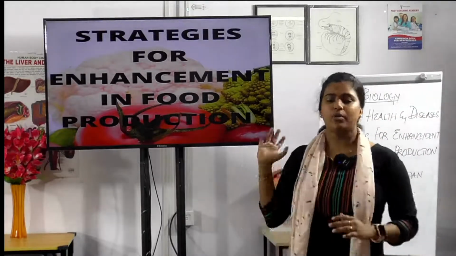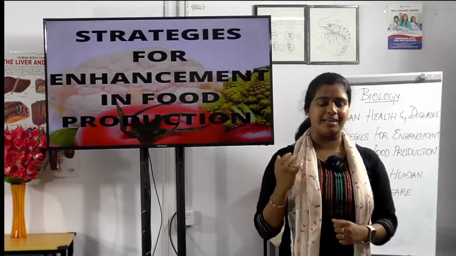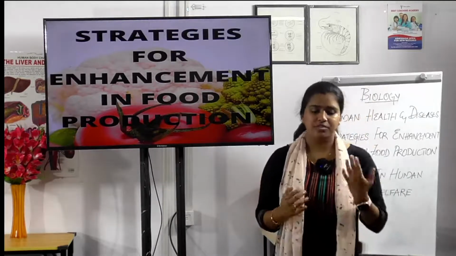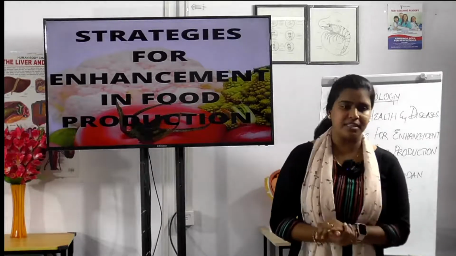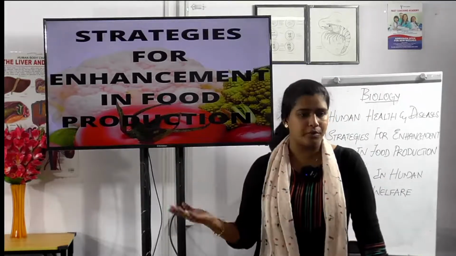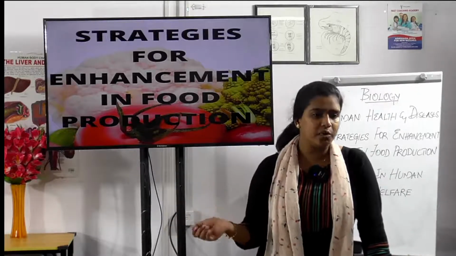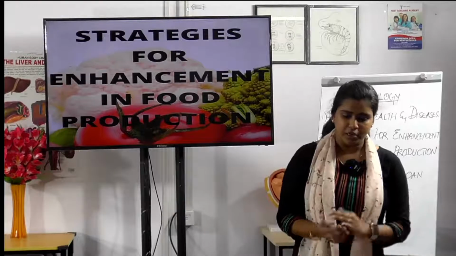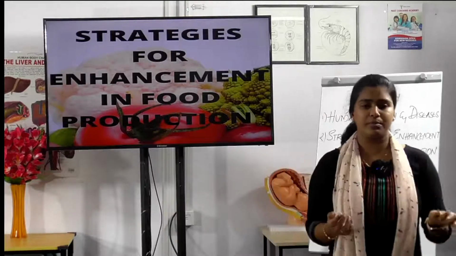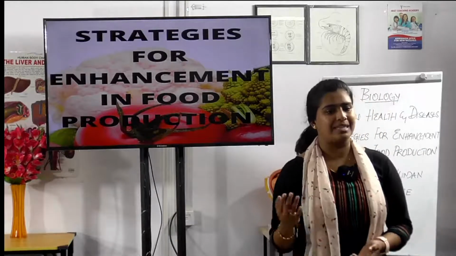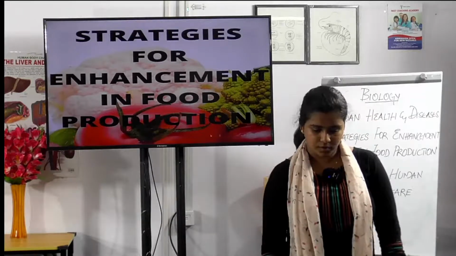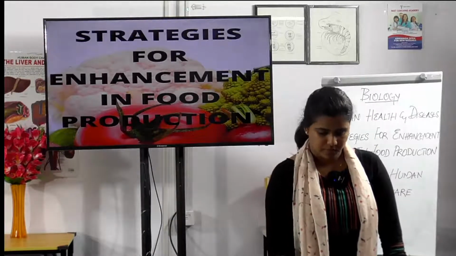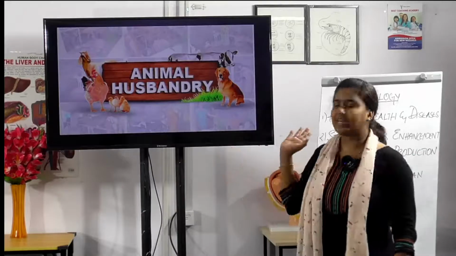Okay, now we will see the strategies for enhancement in food production. As we all know, the world population is increasing, so there will be a demand in food production also. So there is a need to increase the food production. So from both, where will be increasing it? From both animals and plants only. Okay, and the first one we are going to see is animal husbandry.